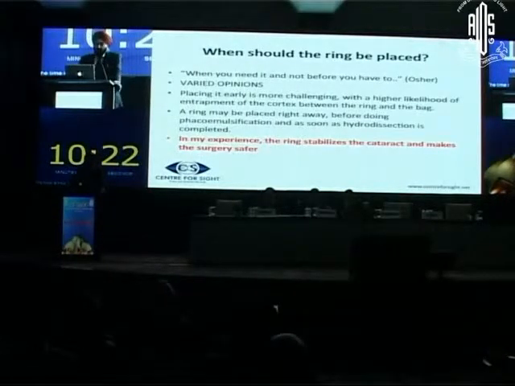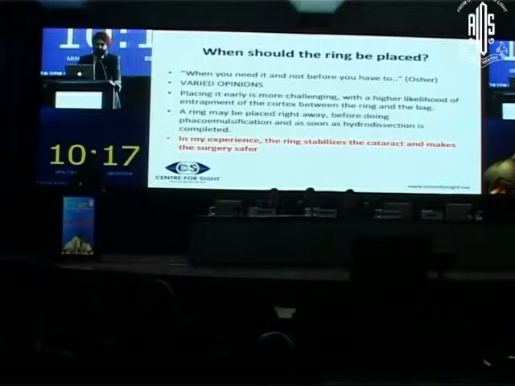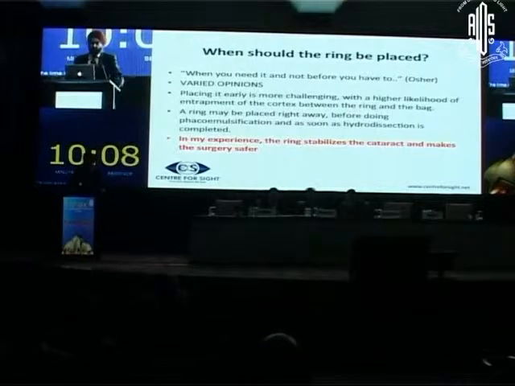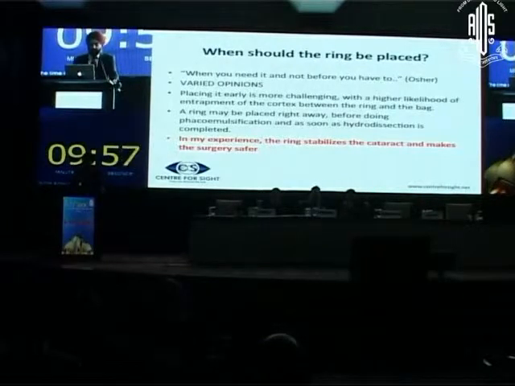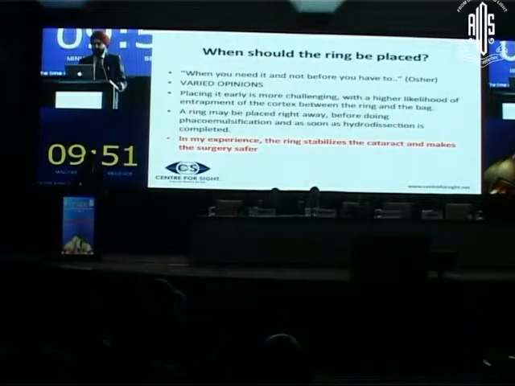Now, when should the ring be placed? This is often a question asked: you know that there is a subluxated cataract, would you place the ring right at the beginning of the surgery, after capsulotomy, after nucleus removal, or after cortical removal? What Bob Osher said was that you should use it when you need it, and not before you have to. That means you should actually know when you are losing control and need to put in the ring. But I normally put the ring in right at the beginning because for me it stabilizes.